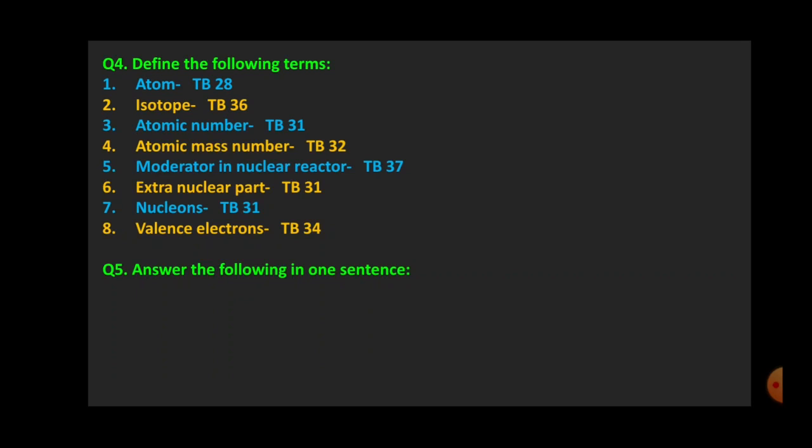Sixth one is extra nuclear part, that is given on page number 31. So come to page number 31 and we are talking about the sixth one.